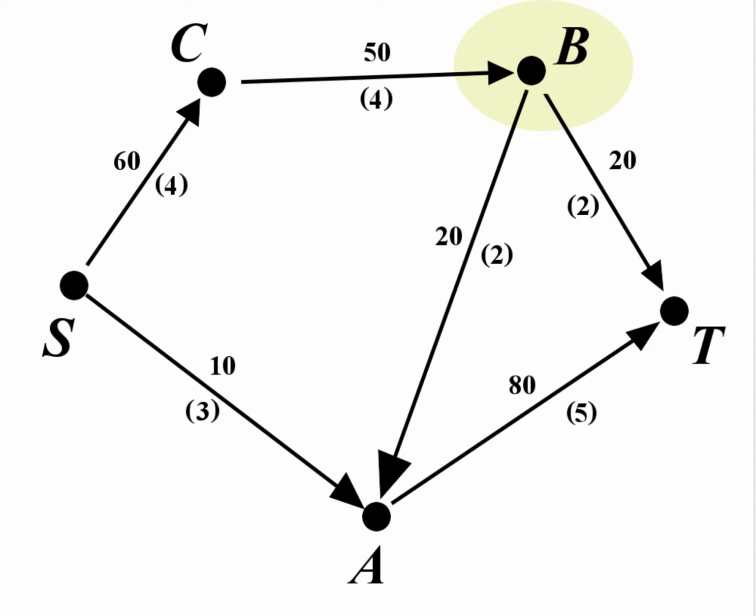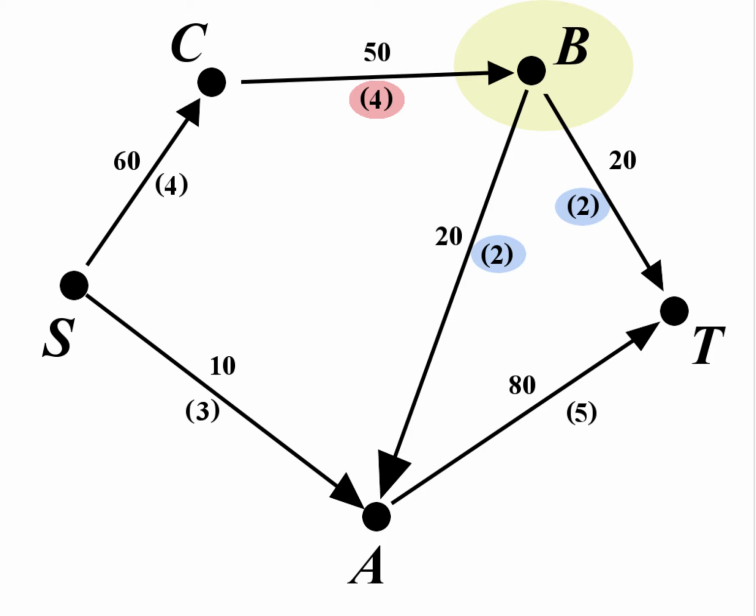The total flow that comes into B has to be equal to the total flow that goes out of B. So this is called the conservation constraint. And of course, the value of the flow over every edge has to be smaller than the capacity of the edge. And so now we define the value of the flow.